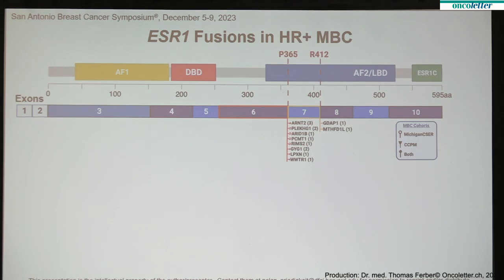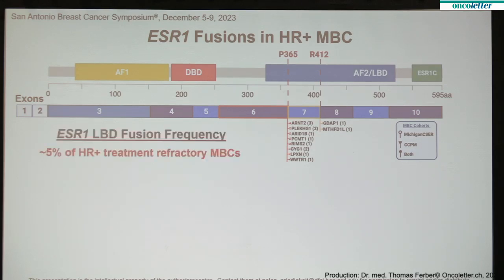So at the top of this slide, you'll see the estrogen receptor functional domains, and below you'll find the exons. And then that bar towards the right is where all of the fusion RNAs that we found were present. And they all localized right after exon 6 or right after exon 7, which is important because that causes the fusion to lose the ligand binding domain. And this is where all of our endocrine therapies bind, including tamoxifen, fulvestrant, and even the oral SERDs. So we estimate this ESR1 LBD fusion frequency to be about 5% in HR-positive treatment-refractory metastatic breast cancers.